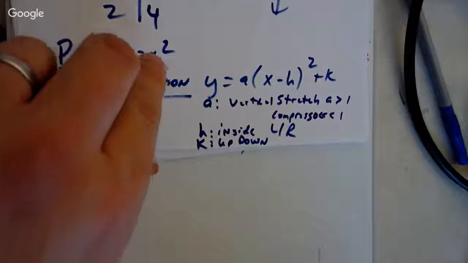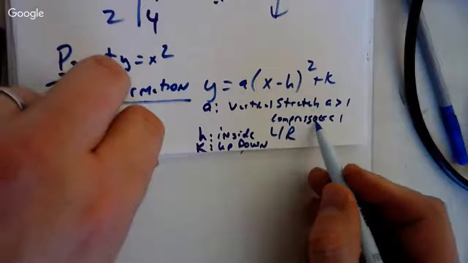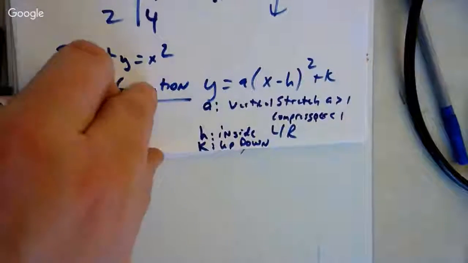Can I take this off? I think you spelled compression wrong. No, it's compress and then 0 less than a less than 1.